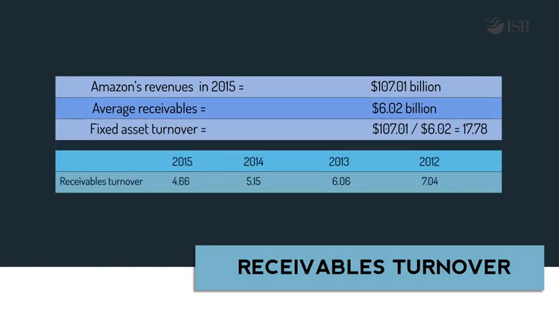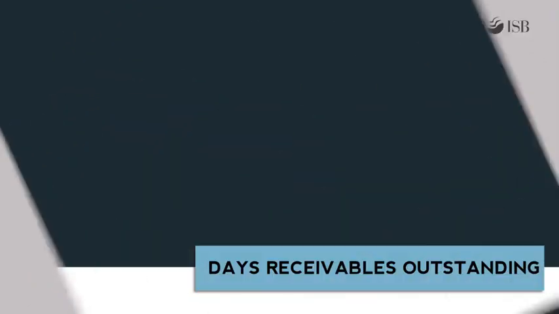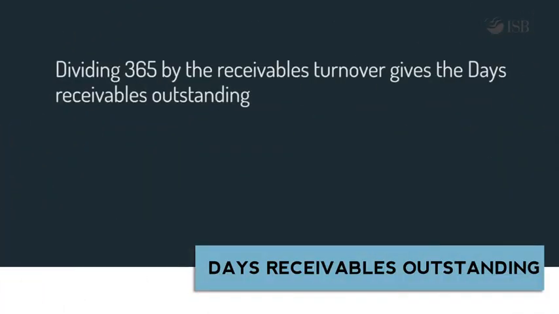This says that Amazon converts its revenue to cash 17.78 times a year. Dividing 365 by the receivables turnover gives us a days receivables outstanding of 20.53 days. That is, Amazon converts its revenues to cash every 20.53 days.